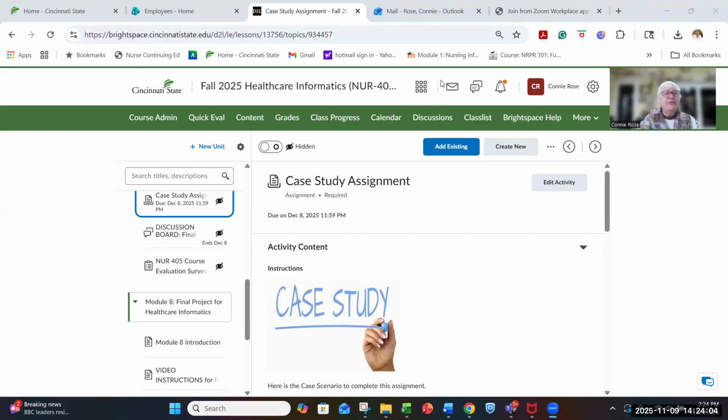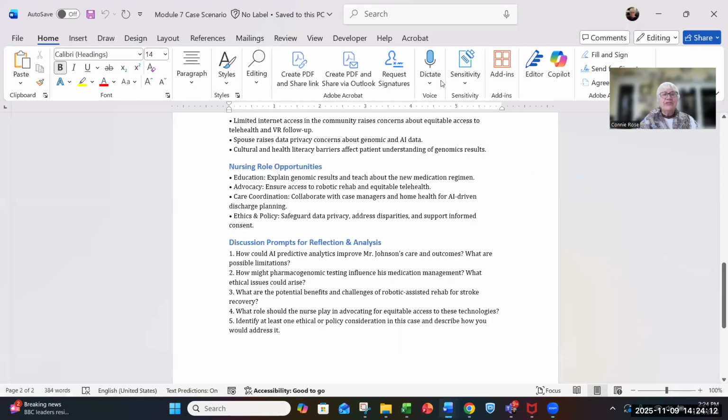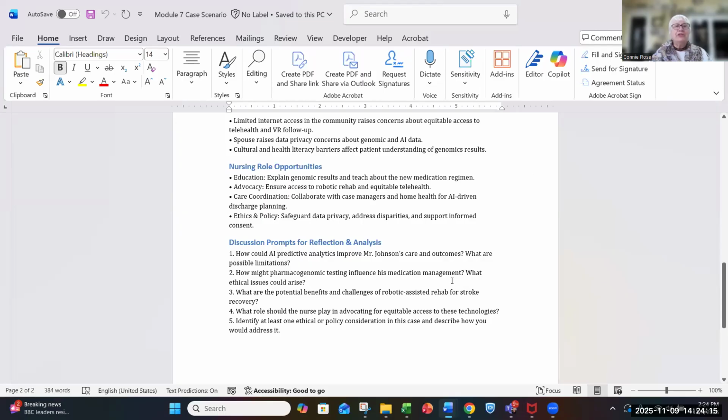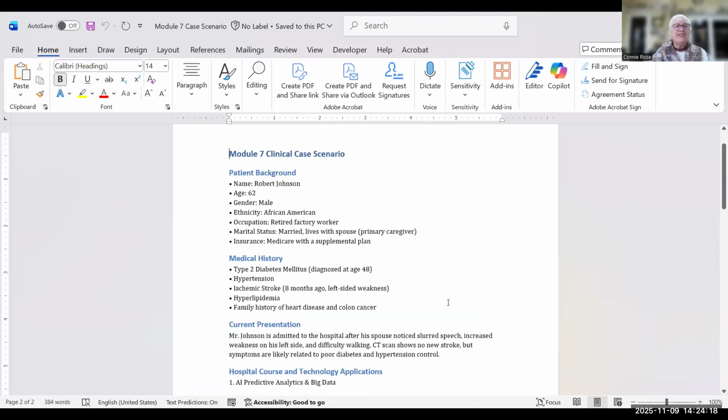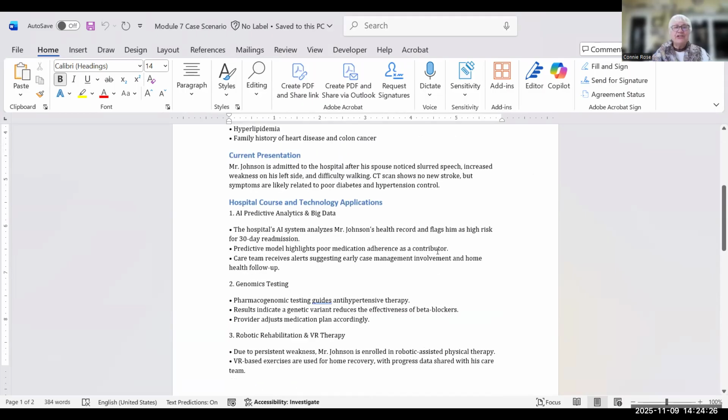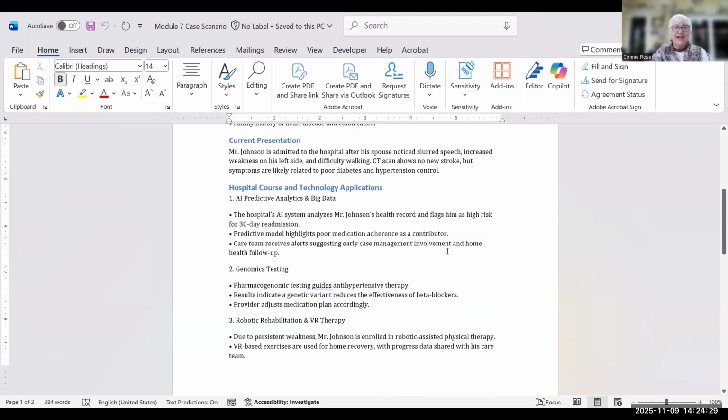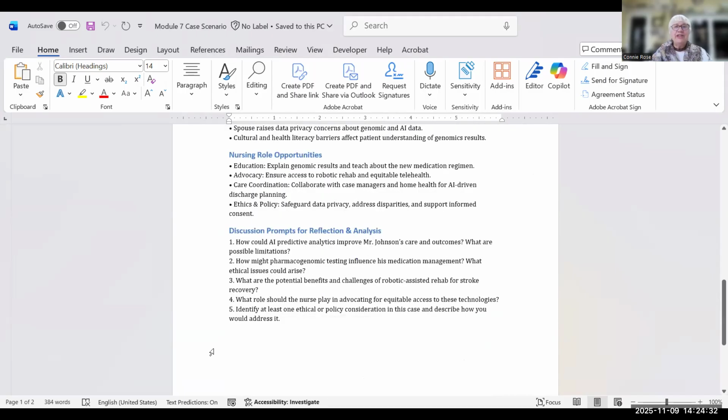And the first one is the case study itself. And so if you go to Module 7 under case study, you'll see where the assignment is, and that's where this case scenario is as well. So you're going to read through this, and it's a pretty extensive background on this patient. All right. So you're going to read through all of that. Then you'll see some questions at the end that you can think about. So then you open up the assignment itself, which is worth 40 points.